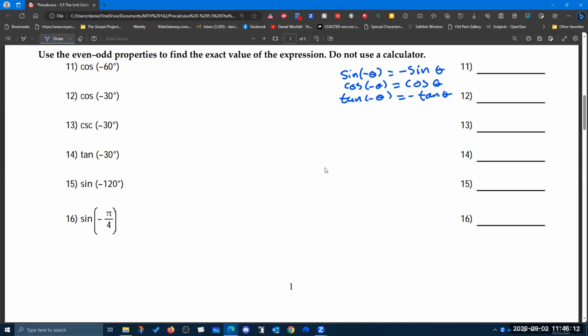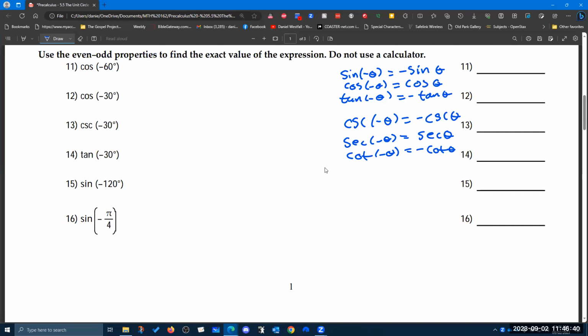Meaning that sine and tangent are odd functions and cosine is an even function. That's also true for their reciprocals. So cosecant of negative theta is negative cosecant of theta. Secant of negative theta is going to be equal to secant theta. And cotangent of negative theta is going to be equal to negative cotangent of theta.